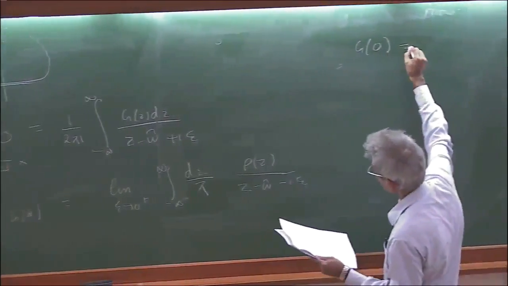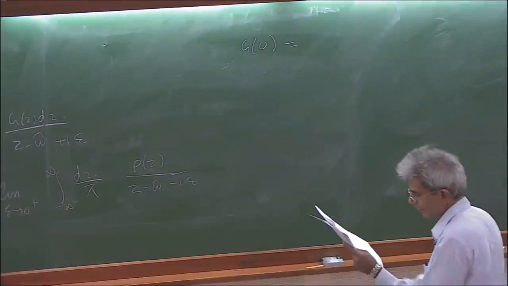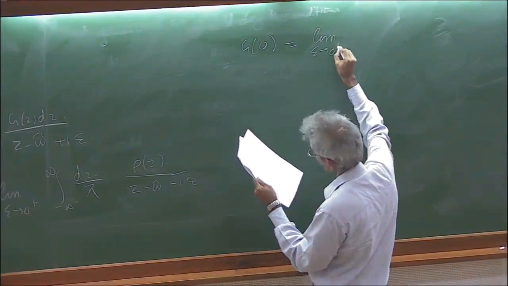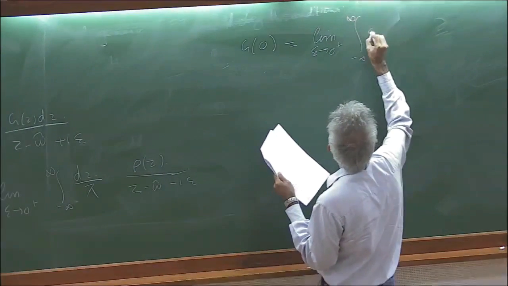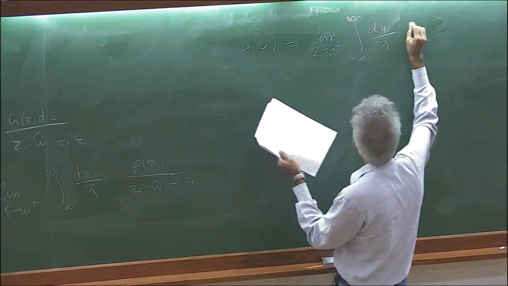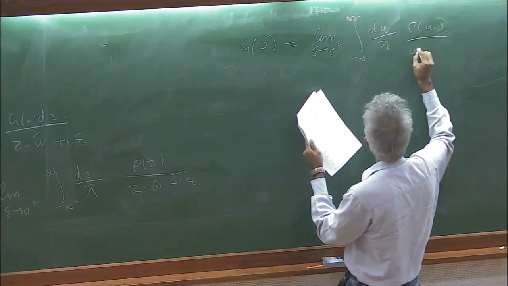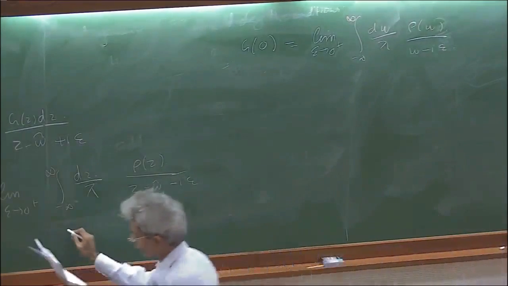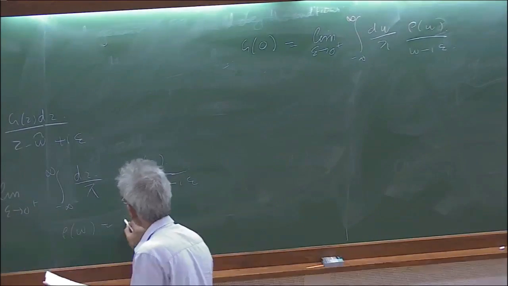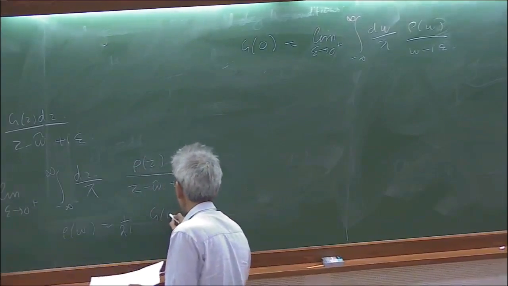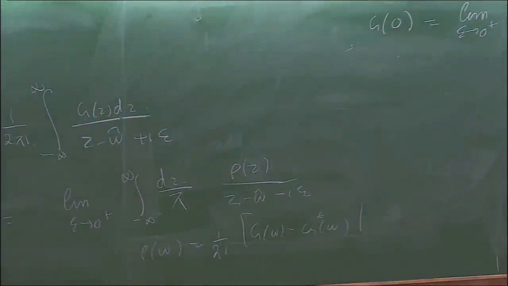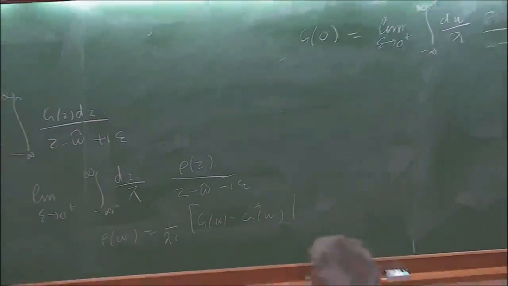And in fact, the sum rule we'll be interested in is when omega hat is equal to 0, limit epsilon going to 0 plus, d omega by pi. And rho of omega, let me define for completeness, is 1 by 2i, G of omega minus G of omega star. So this is sort of the naive derivation.